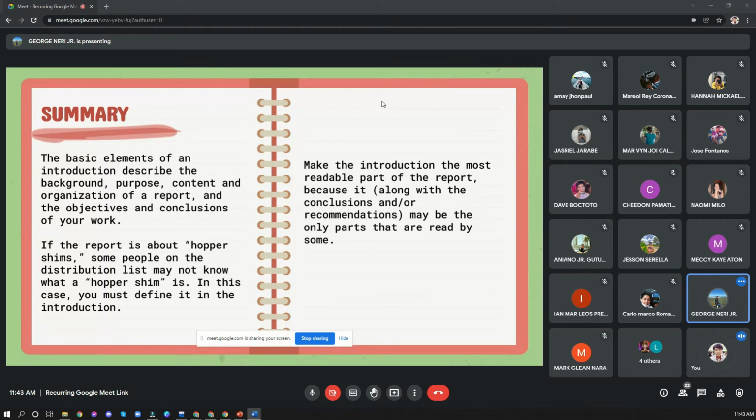If the report is about hopper shims, some people on the distribution list may not know what hopper shims is. In this case, you must define it in the introduction. Make the introduction the most readable part of the report because it, along with the conclusion and or recommendations, may be the only parts that are read by some.